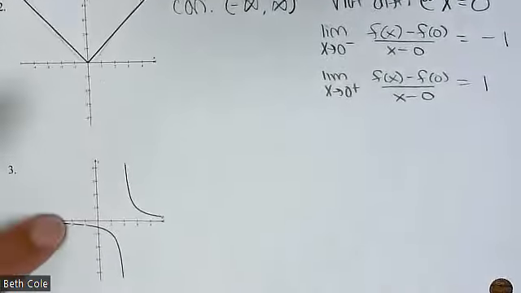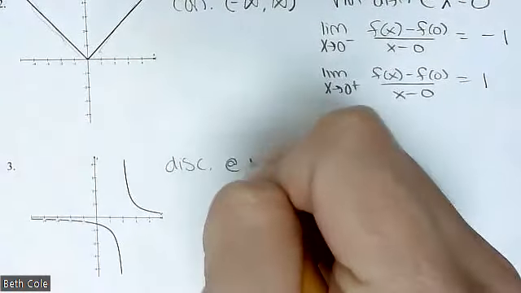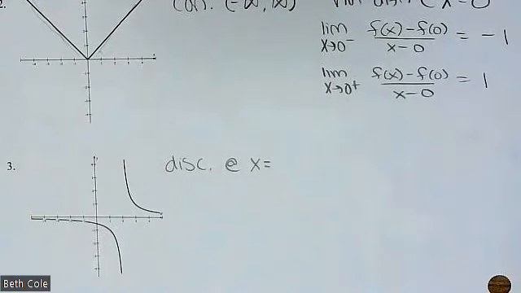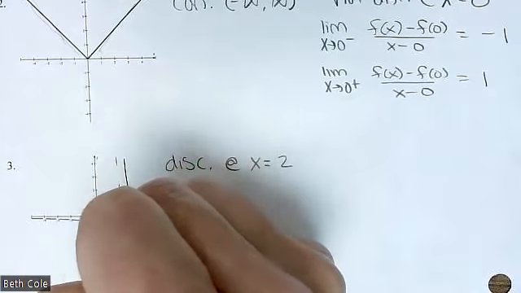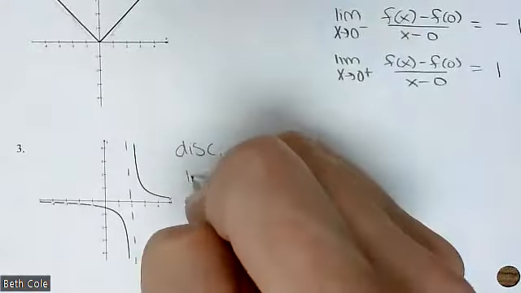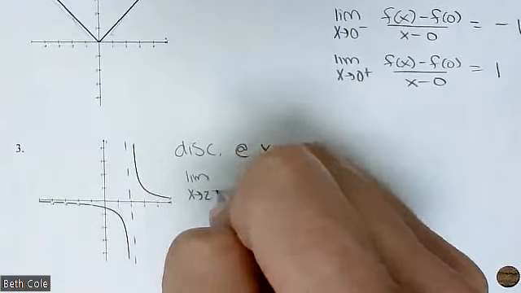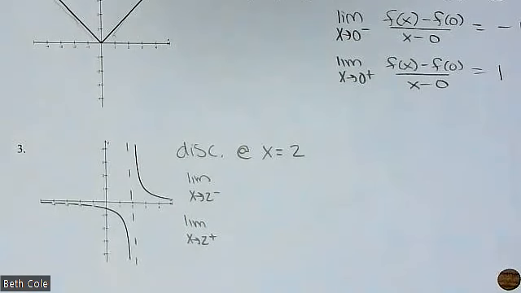Is this function continuous? No. All right, so discontinuous at x equals 2. And if you want to dot in the asymptote, so that you can see it, because I know it's invisible, so it helps if you can see it. Limits from the left, limits from the right. Limits, limits, limits, limits, limits.